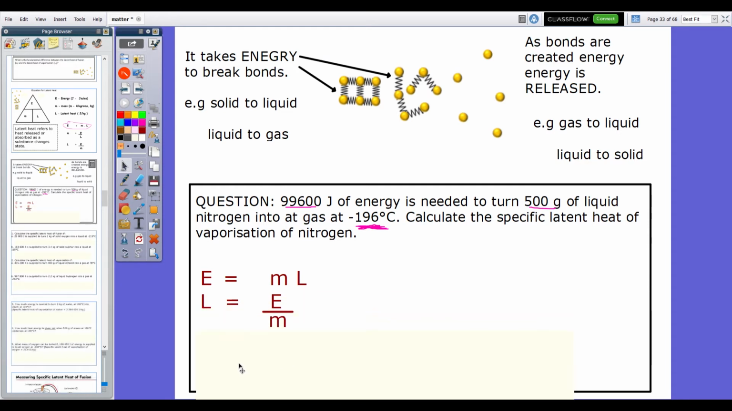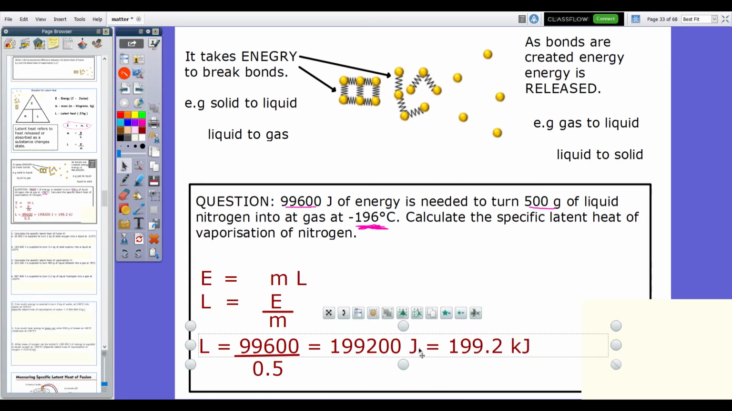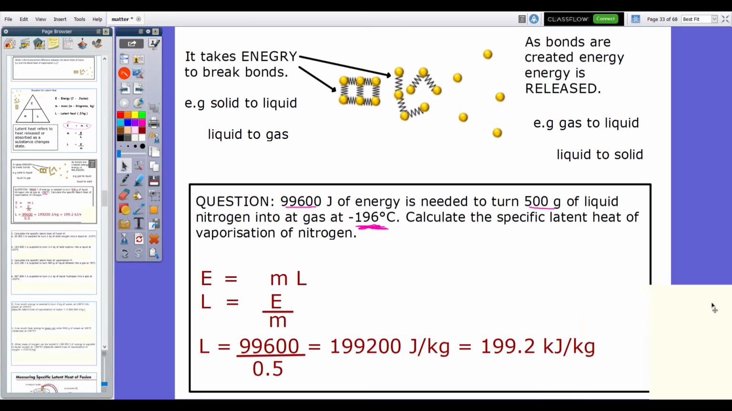Let's put the numbers in now. There's one thing you need to watch out for. It's 99,600 divided by 0.05 because it told us in grams. Do the calculation. And I've missed out there, per kilogram, because otherwise they're not in the right units. There we go. So the answer is 199.2 kilojoules per kilogram, or 199,200 joules per kilogram.